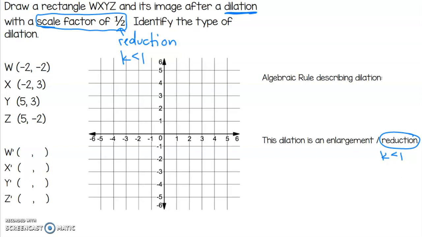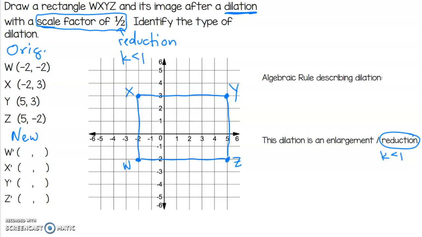All right, so we're going to plot the original points, and then we're going to find our new ones using the scale factor, and we'll make sure that everything matches up with what we already think is happening with the reduction. So W is -2, -2. X is -2, 3. Oh, look, let me label my points. That's going to be really important. Y is 5, 3, and Z is 5, -2. Okay, connect the points. It should be a rectangle because my problem said it's a rectangle. If we didn't end up with one, I know I plotted wrong.